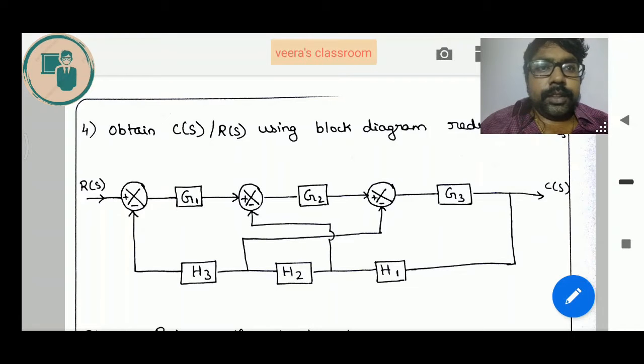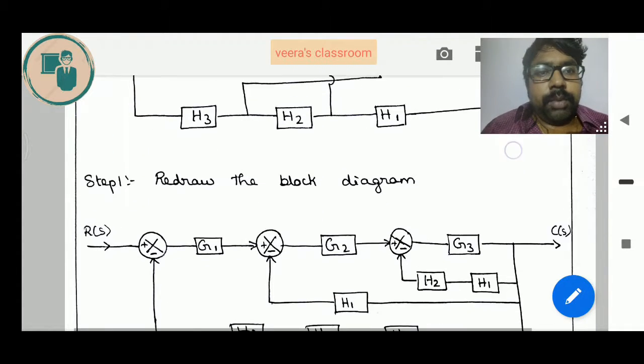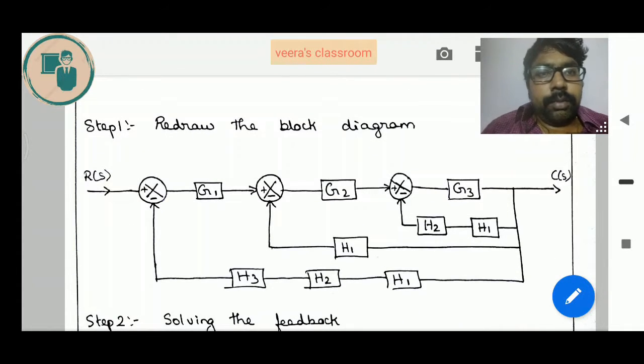So we will consider the summing point that is between G2 and G3 and we will separate that feedback loop. That feedback loop contains feedback elements H2 and H1, and the summing point that is between G2 and G1 has a feedback element of only H1. The summing point that is between the input and G1 has all the 3: H1, H2, H3. So we are redrawing the diagram. That is step number 1, redraw the block diagram, such that we have 3 feedback loops.